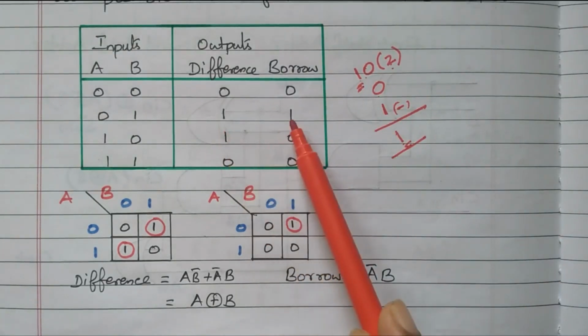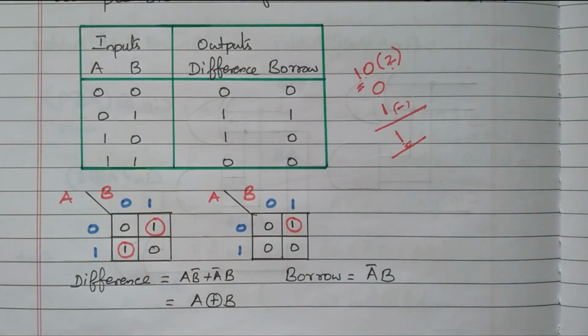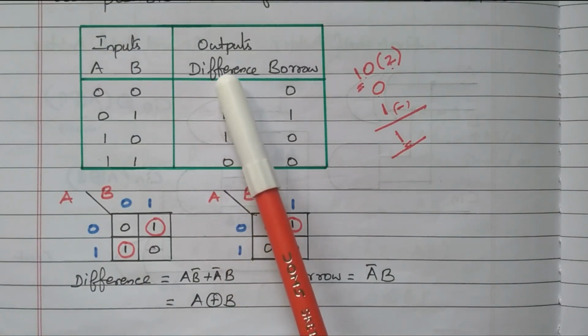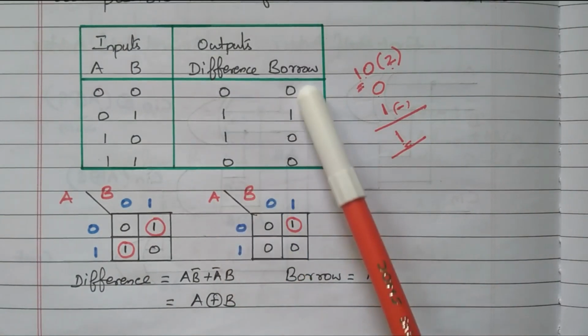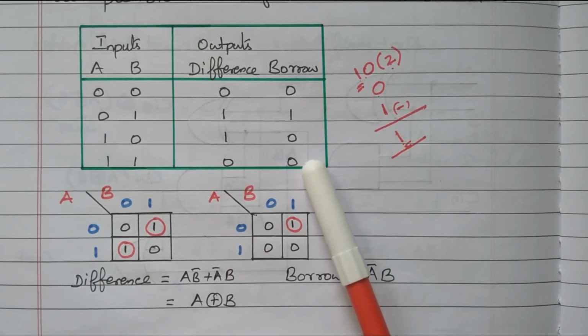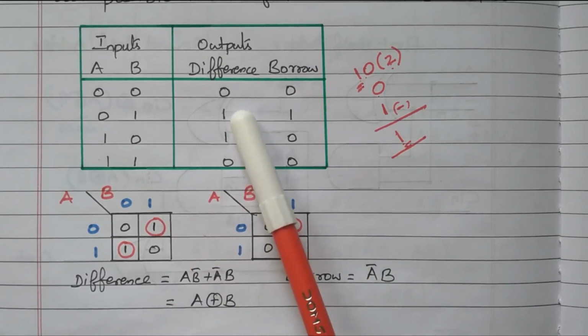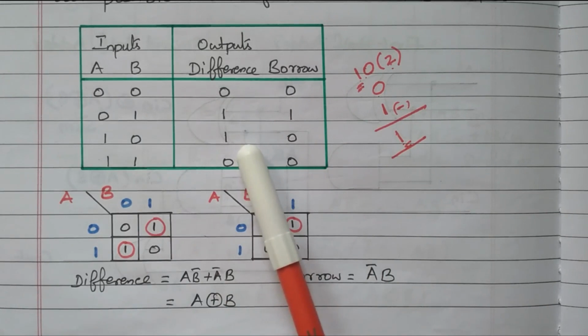The difference is 1 and borrow also 1. Right? So this is the truth table of the half subtractor. Now you need to develop the logical expression for difference and borrow, either by using the K-map or directly from the tabular column also we can develop.